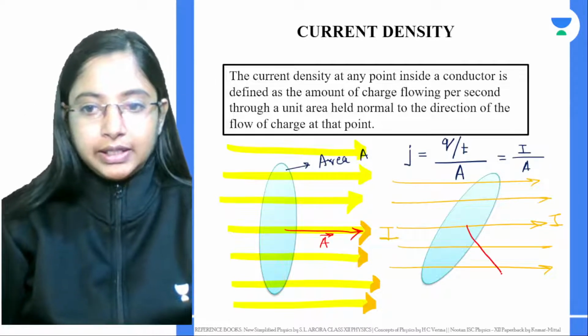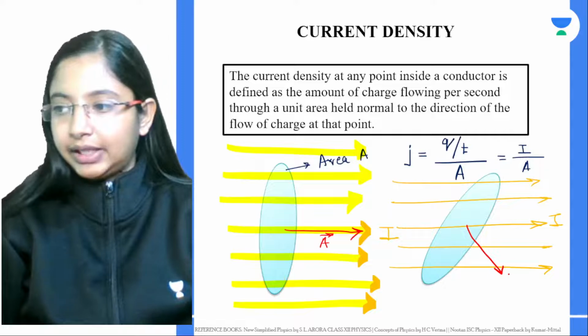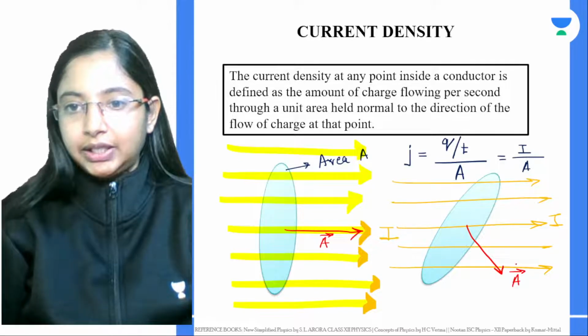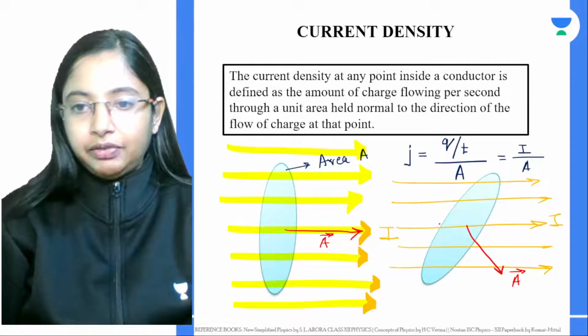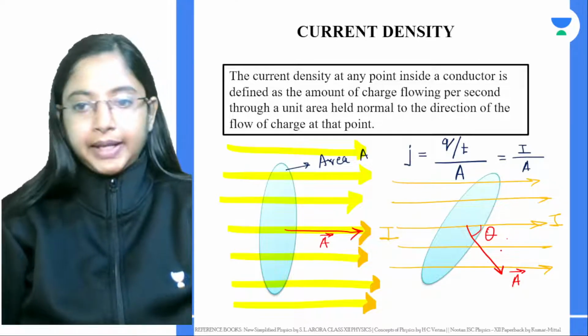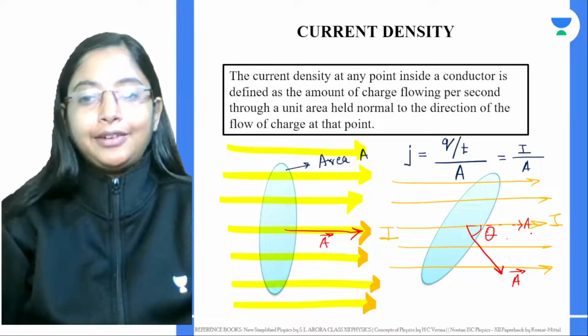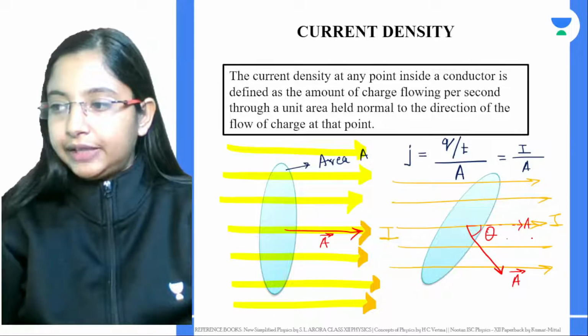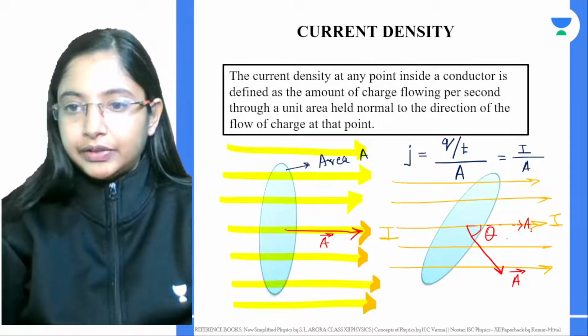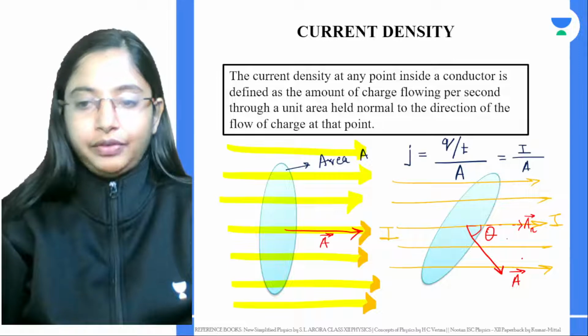Now this is my normal, this is my area vector. With the current flow, this makes an angle theta. It is the same concept as we did in the case of electric flux, if you're taking a vector towards it.